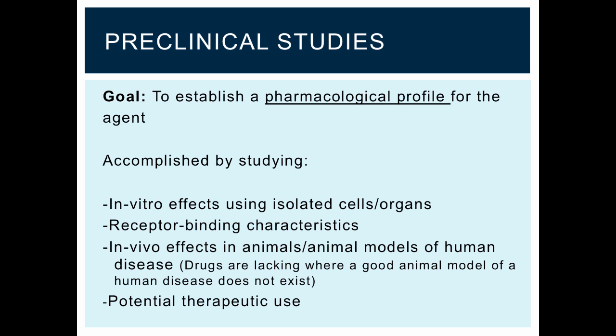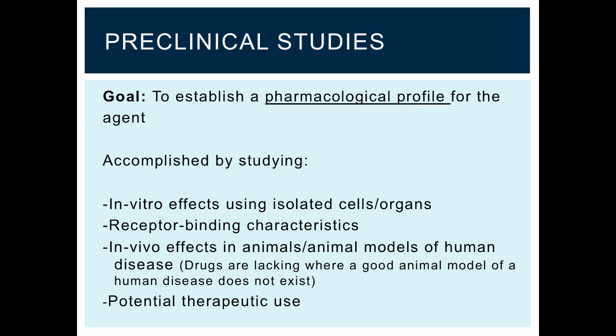The goal of preclinical studies is to establish a pharmacologic profile for the agent under investigation. This is accomplished by using a variety of methods, such as in vitro studies with isolated cells and organs, receptor binding studies to understand the receptor-drug binding characteristics, in vivo studies using animals or animal models of human disease, and this brings up an important point, is that drugs are lacking where a good animal model of the human disease does not exist. Preclinical studies also assess the potential therapeutic use.